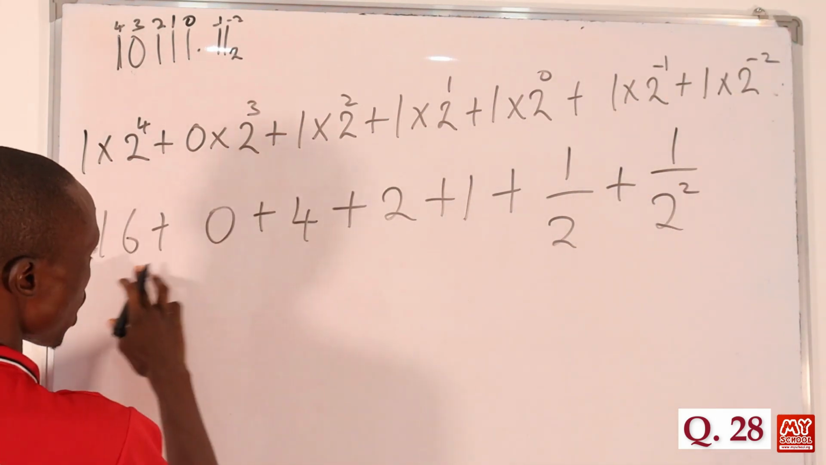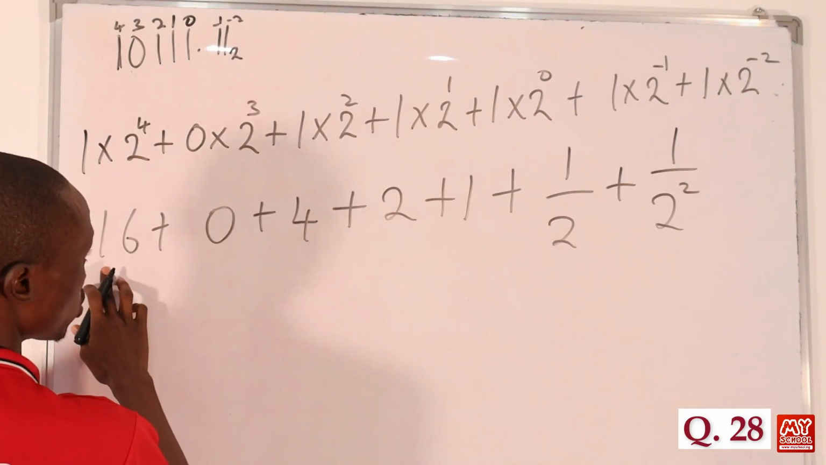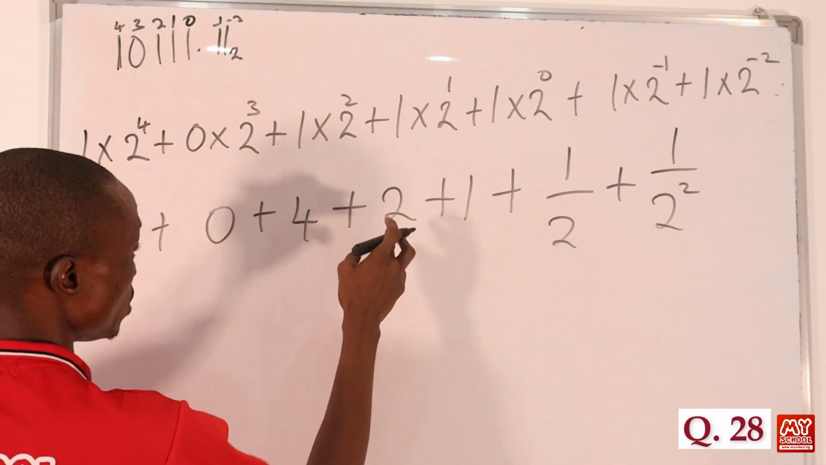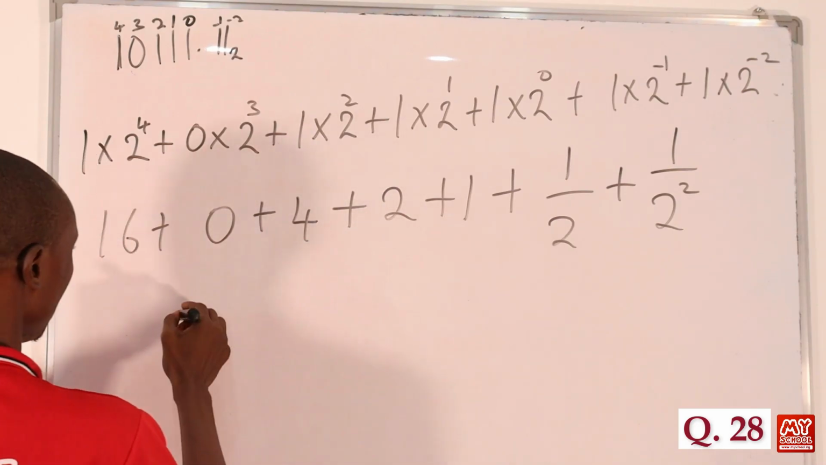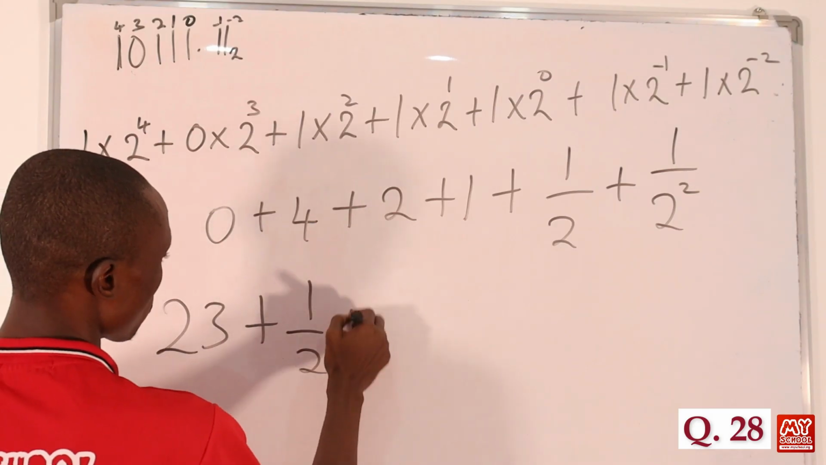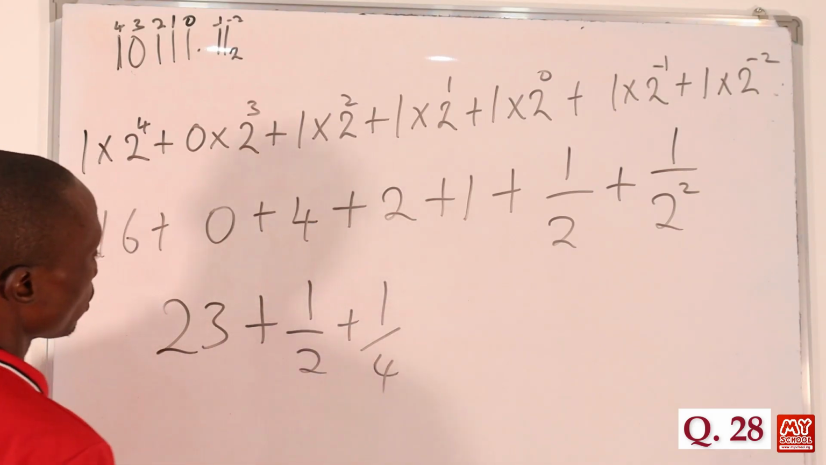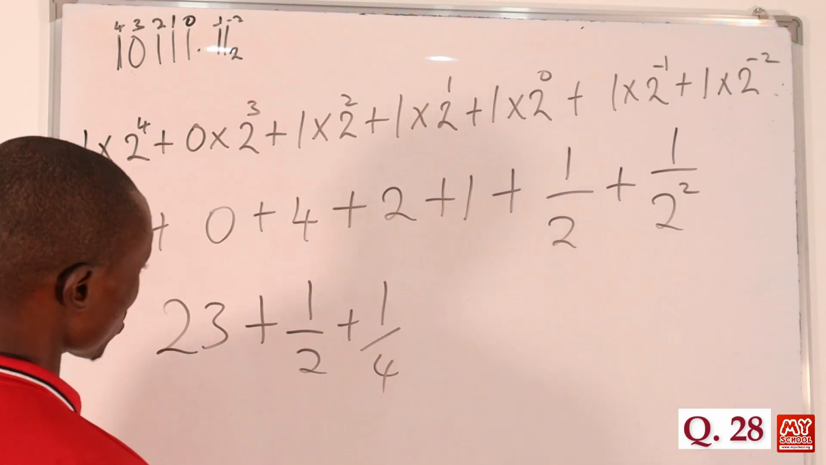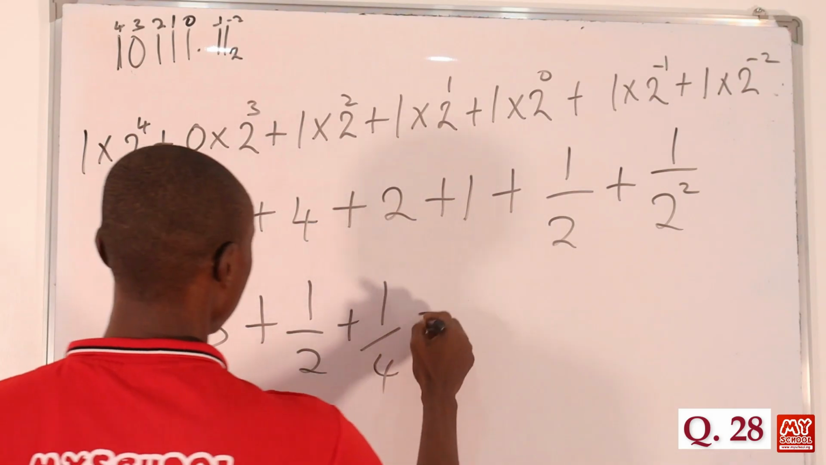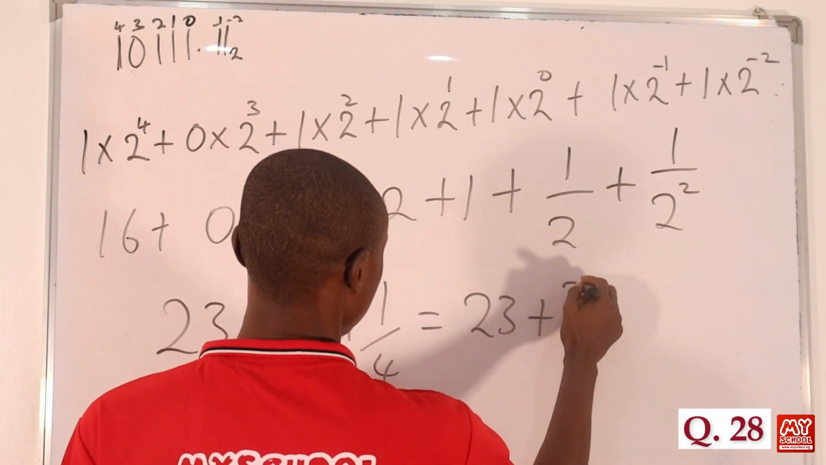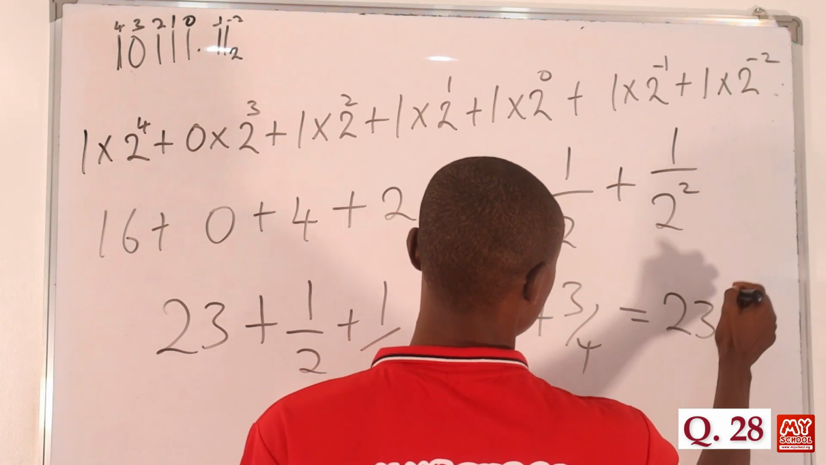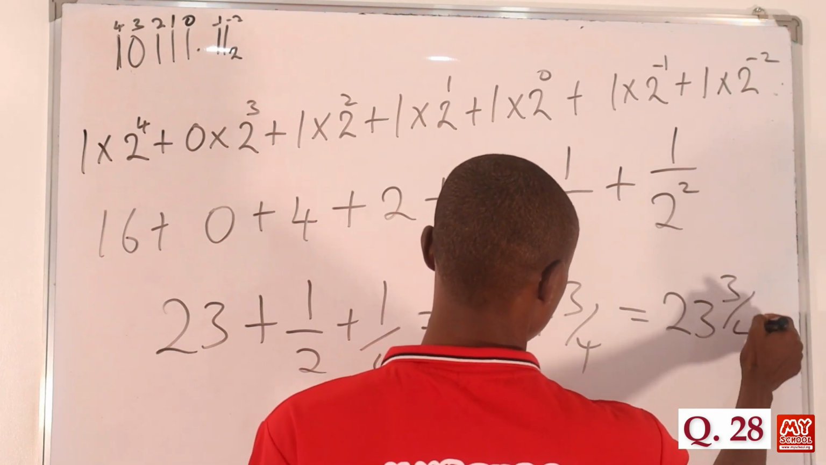Okay, so here if we add together, we'll be having 23, right? 16 plus 4 is 20, plus 2 is 22, plus 1 is 23. So you'll be having 23, then plus 1 over 2 plus 1 over 4. Okay, so 1 over 2 plus 1 over 4 is actually 3 over 4. So that at the end of the day, we'll be having 23 plus 3 over 4. So if we add it together, we'll be having 23 whole number 3 over 4.